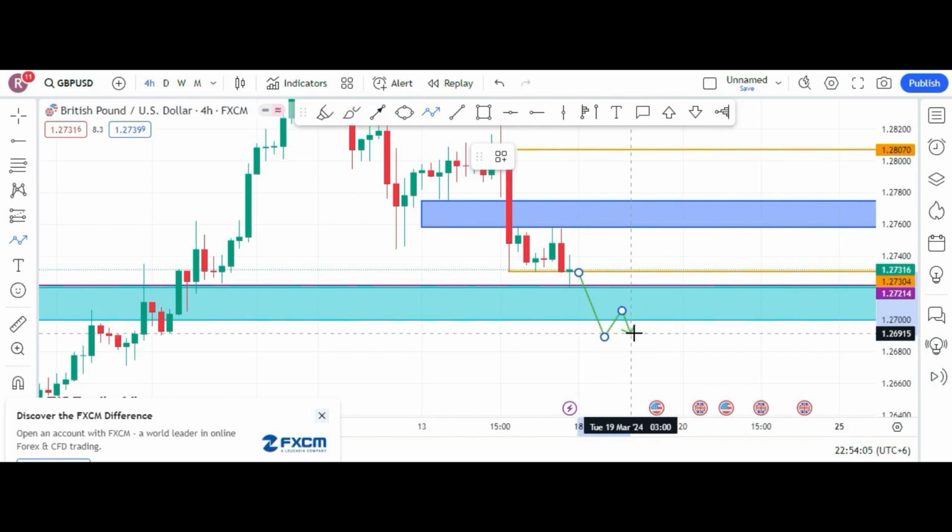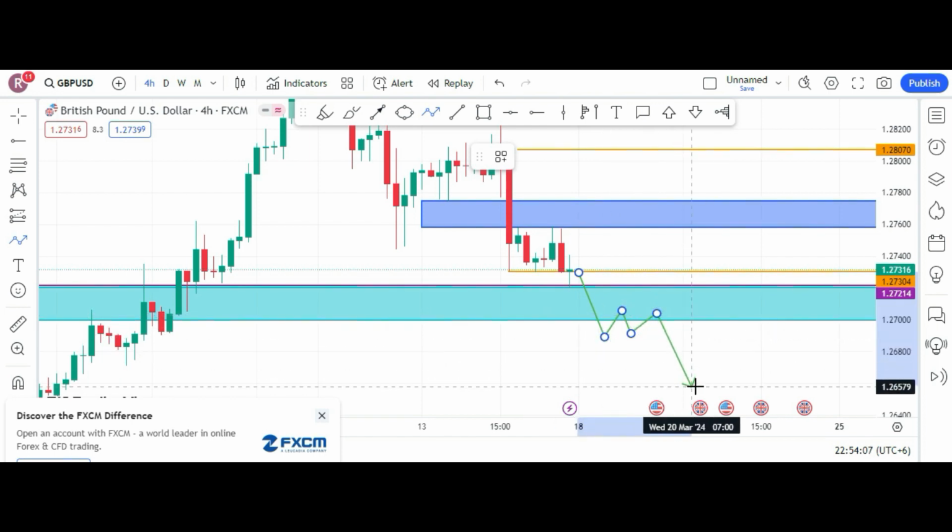And depending on the price action, either it will break down. This is one option we have. The other is that the price will move upward.